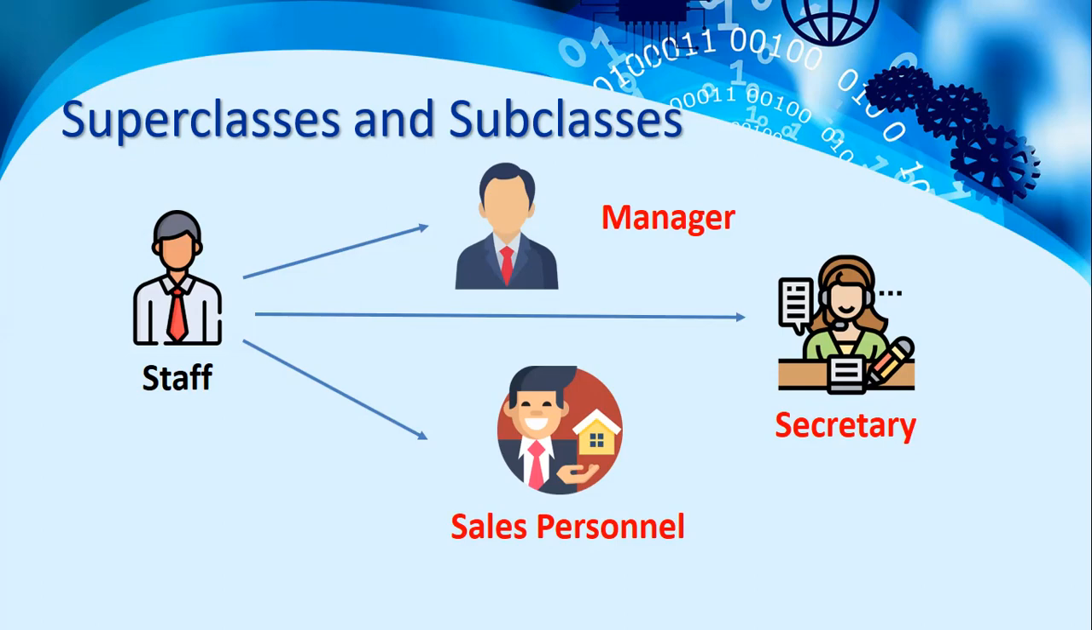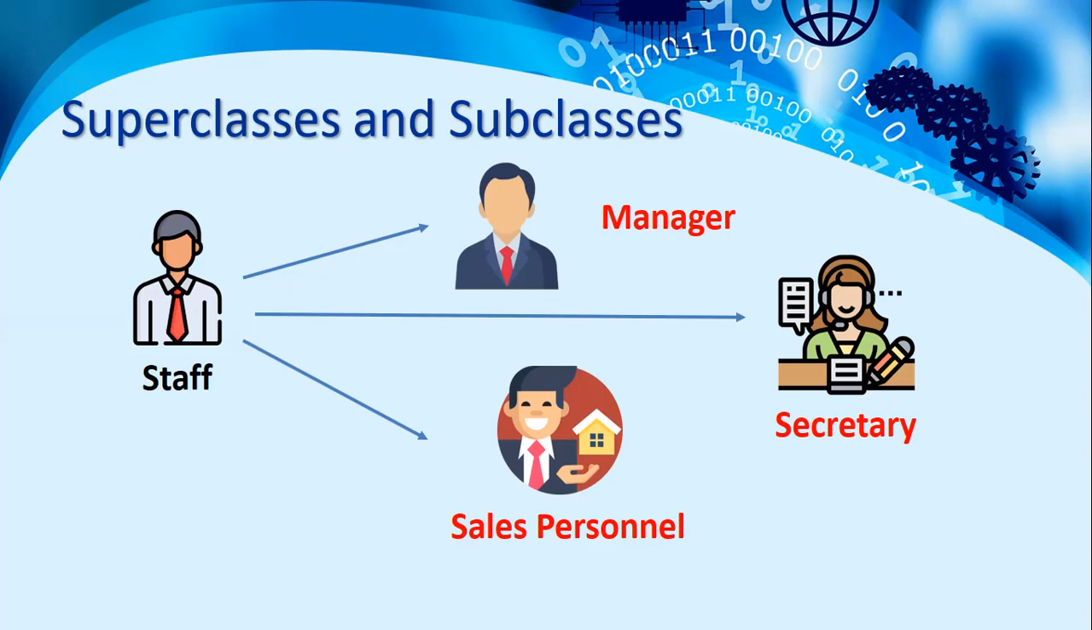Now, we're going to analyze this deeper. We could say that each member of a subclass, let's say manager, all managers are also members of the staff. Same with secretary, all members of the secretary subclass are also members of the superclass staff. And also all members of the sales personnel are also members of the staff entity.